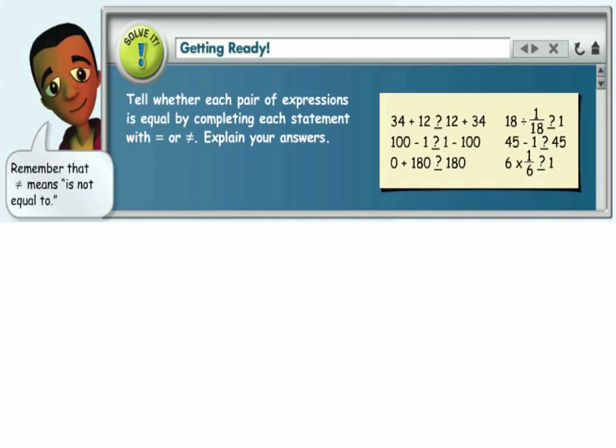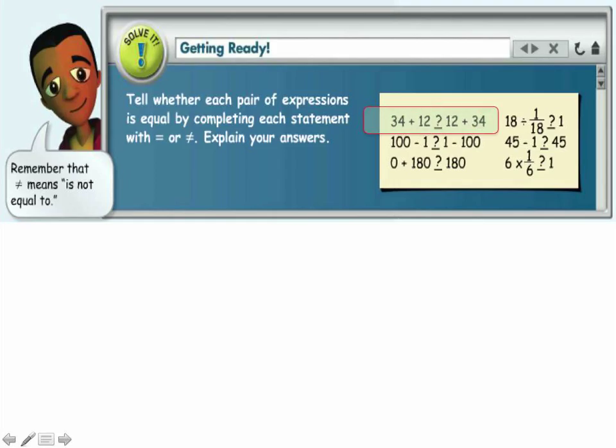So let's take a look at our Getting Ready here. Tell whether each pair of expressions is equal by completing each statement with either an equal sign or a not equal sign, and explain your answers. So if we take a look at some of these, 34 plus 12, is that the same as 12 plus 34? Well, 34 plus 12 is 46. Over here, you would also get 46, because 12 plus 34 is also 46.